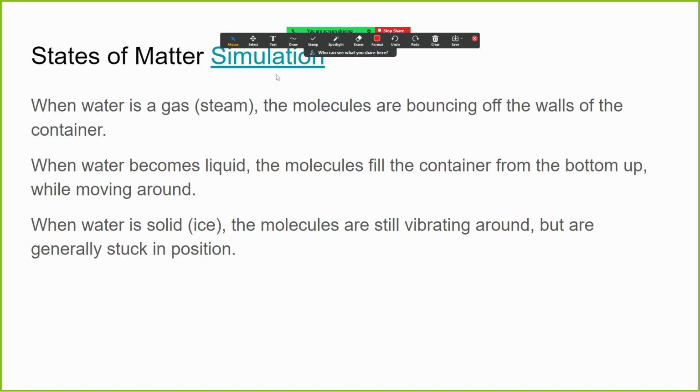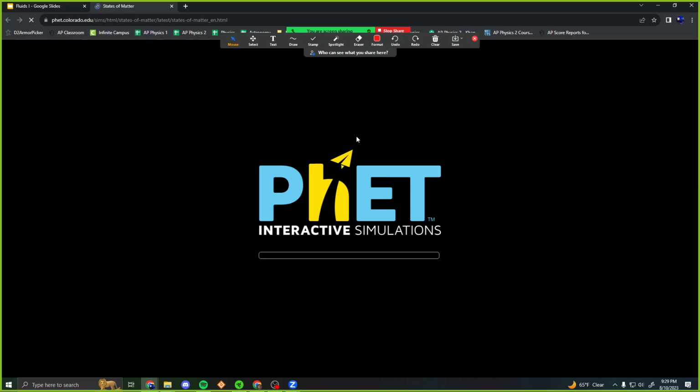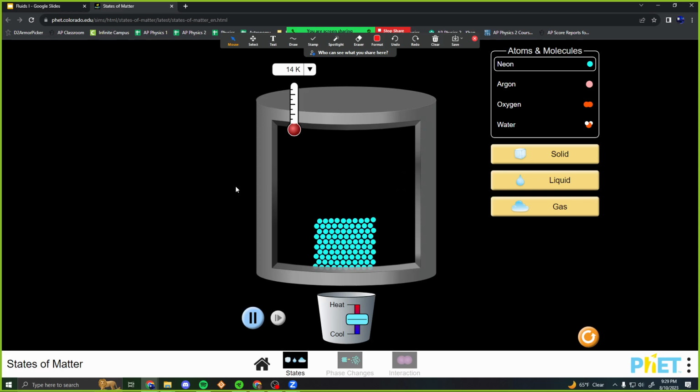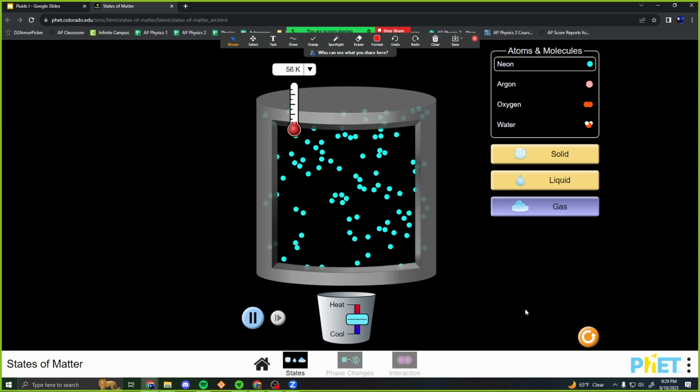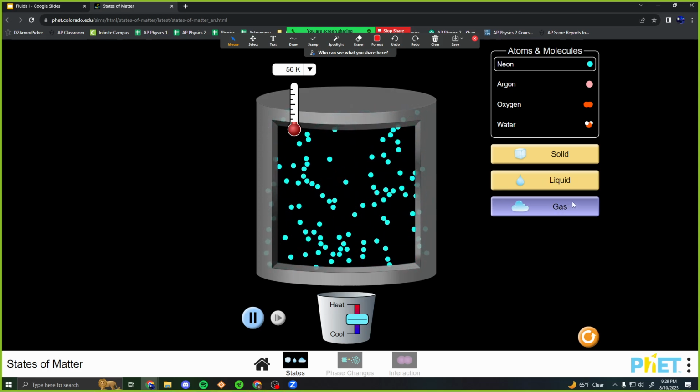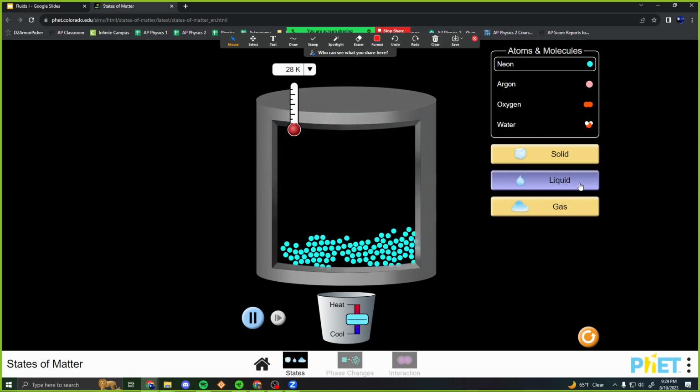So when water is a gas or steam, the molecules are going to be bouncing off the walls of the container. So we're going to take a look at this simulation here and see if that's actually true. So let's look at the states of matter. And let's look at when something's a gas. And we can see that, yes, in fact, these molecules are bouncing off the walls of the container. Let's instead look at when it's a liquid. You can see how there's a much more condensed volume, and the liquid molecules are not moving nearly as rapidly. And another thing to note is that the molecules are going to fill the container from the bottom up.